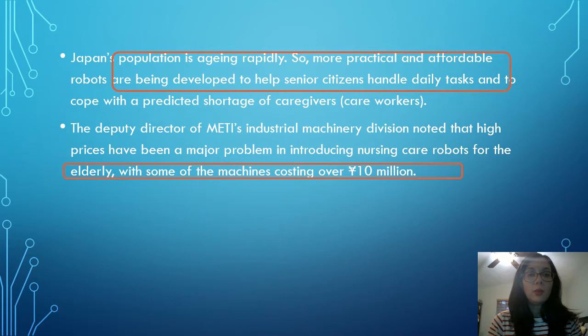I look through the whole passage and I don't see a counter, but I do see that the author brings up a deputy director of this company who agrees that the machines do cost a lot of money, and that's a concern. They're not trying to prove that wrong. They are expensive. They're hoping to make them more and more affordable, but right now they're expensive.